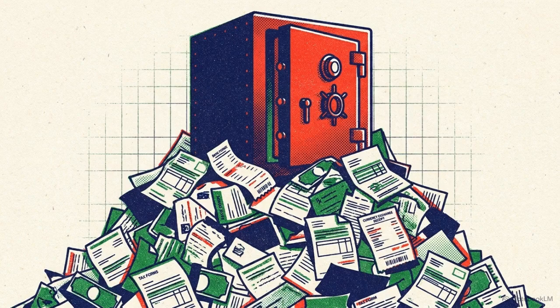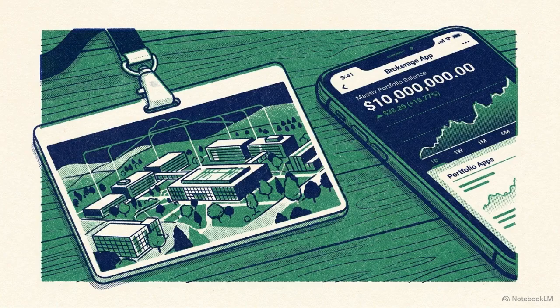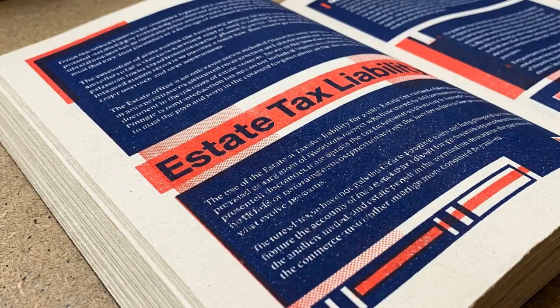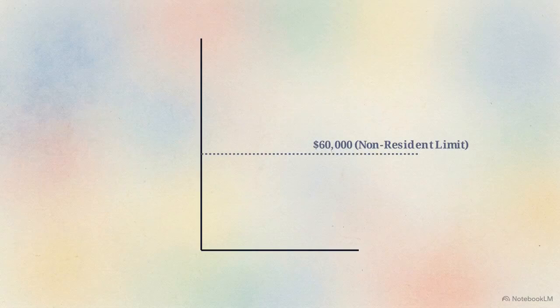Warning: if you work for a U.S. tech company and hold RSUs, or if you actively buy individual U.S. stocks through a direct broker, you are exposed to a massive hidden liability. This chart maps the exact threshold of U.S. estate tax law for non-residents. Your U.S. domiciled assets are only protected up to $60,000.